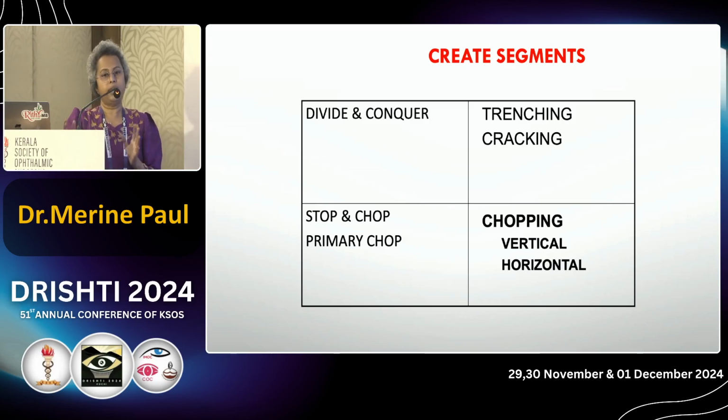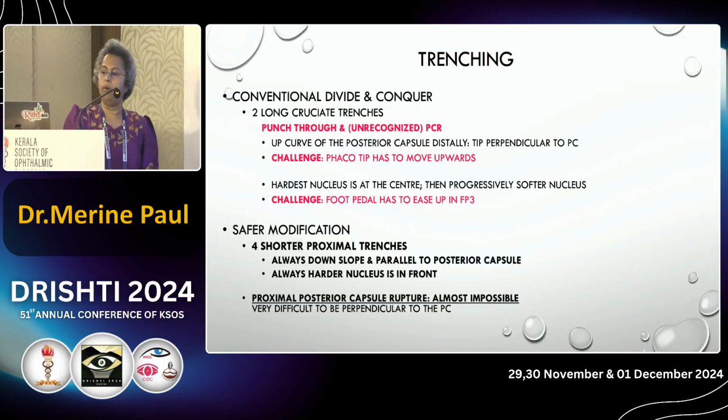It has two steps basically, which is trenching and cracking. And then you move on to the next level, that is stop and chop. And then finally, the so-called master's technique is the primary chop. Chopping basically can be either horizontal or vertical. Now let's talk a little bit about trenching.